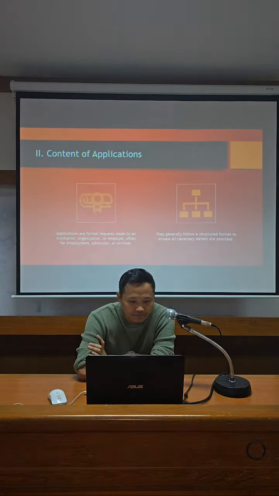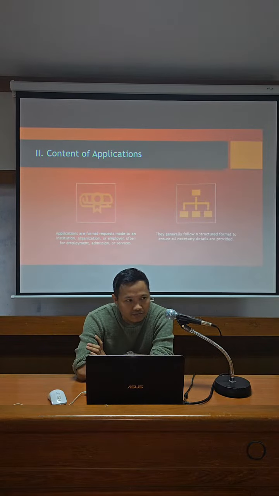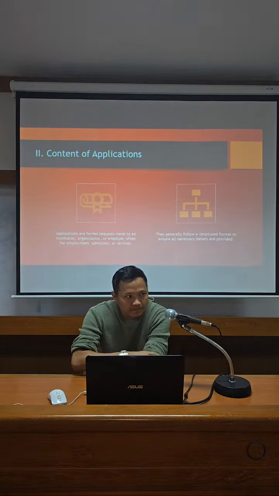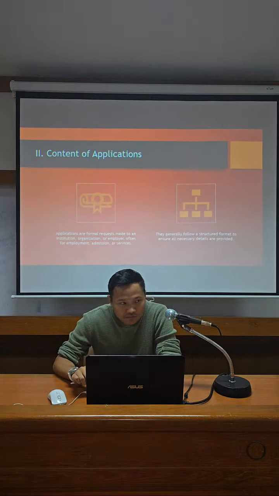Then content of applications. Most of the applications that will contain your letter are formal requests made to an institution, organization, or employer, often for employment, admission, or services. You see that? Then they generally follow a structured format to ensure all necessary details are provided. That is very correct too. Content of applications. Go straight to the point because business letter is for business. It's not meant for other purposes.